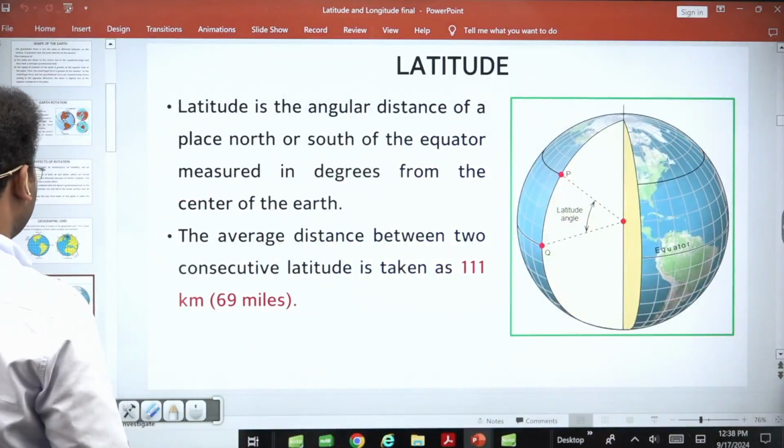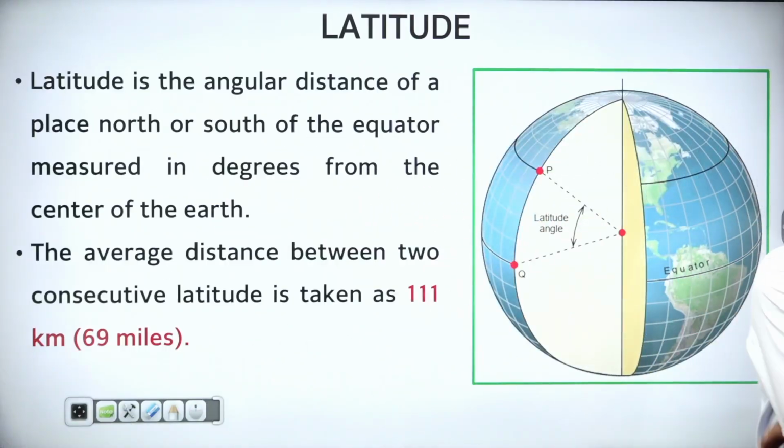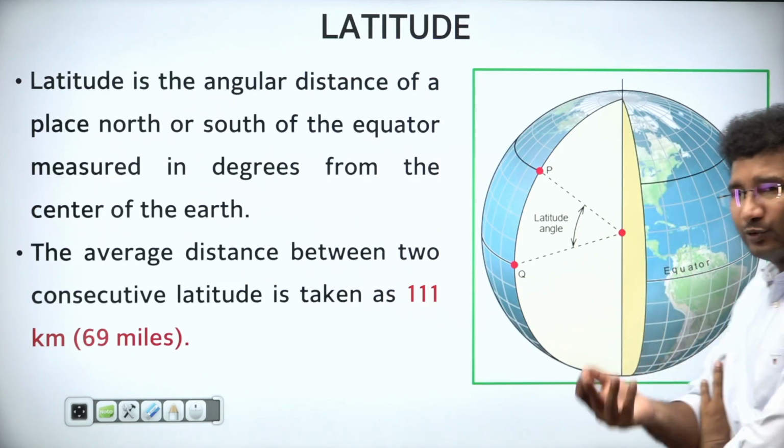Look at this latitude. Let's try to read the literature first and then we'll try to understand it further. Latitude is the angular distance of a place north or south of the equator, measured in degrees from the center of the earth. The average distance between two consecutive latitudes is taken as 111 kilometers. I know it's a little difficult to understand.